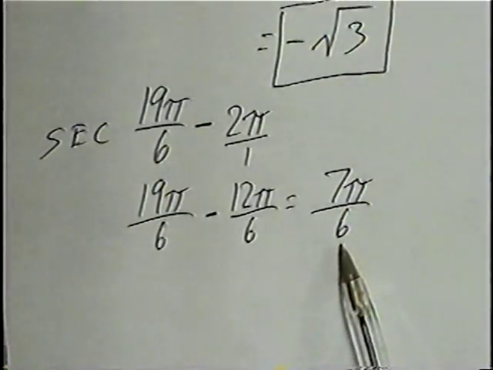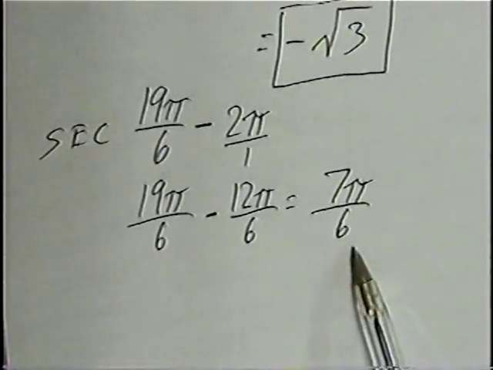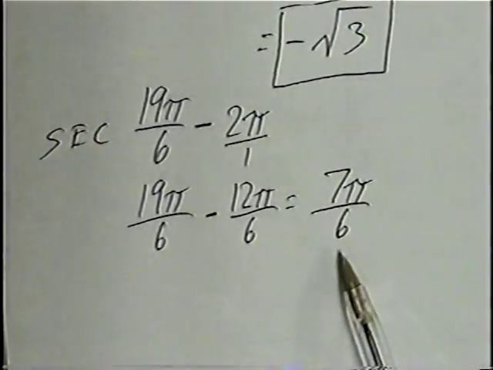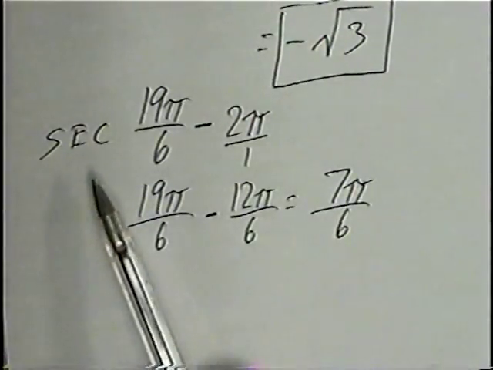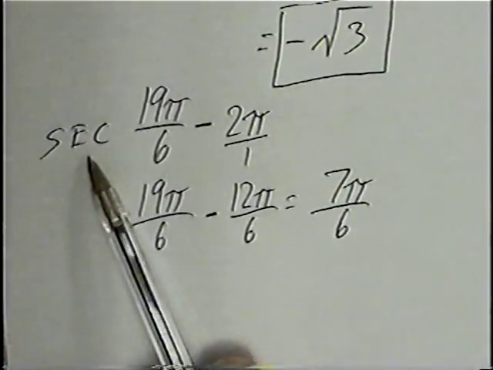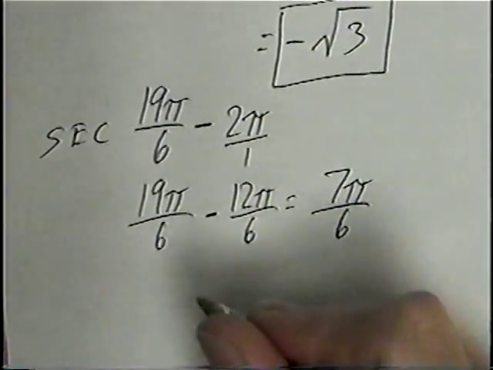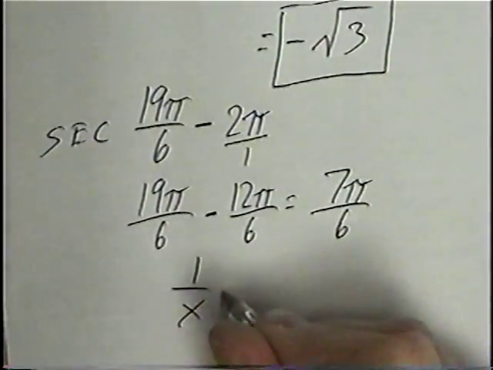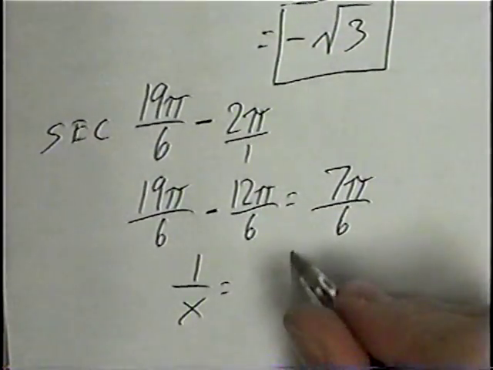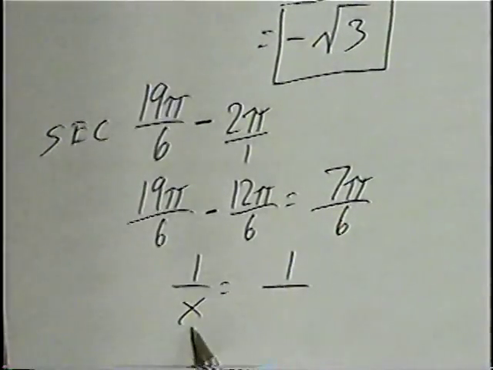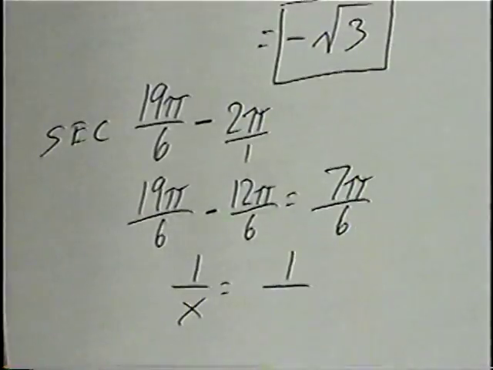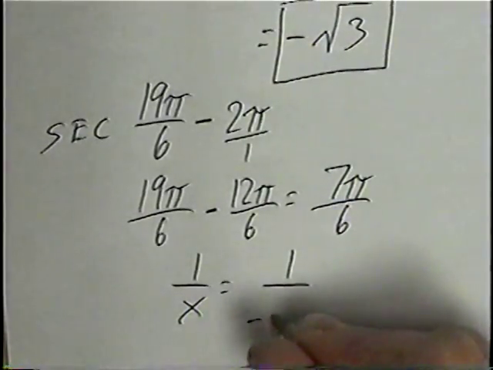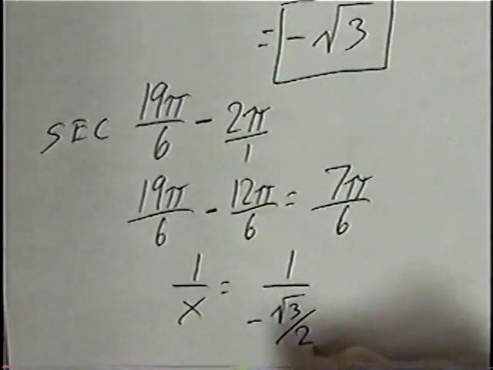Locating 7 pi over 6 on the unit circle, that would be in the third quadrant in the bottom left-hand side. Looking for the secant value. Secant, again, is 1 over x. So the 1 would stay the same, and we want the x value for 7 pi over 6, which would be negative radical 3 over 2.